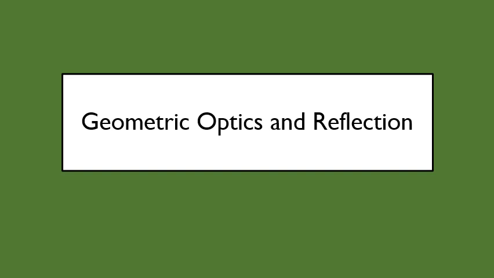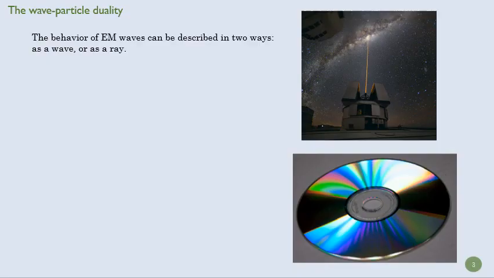We're going to turn our attention now to light, and we're going to start by thinking of light as rays moving through the air, and later we'll do waves. But right now, sticking with rays. So we're going to start with this idea that's sometimes called the wave-particle duality, and that is that light can be described both as a wave and as a ray.